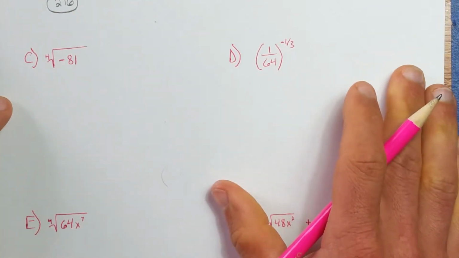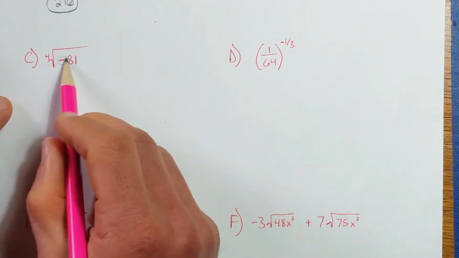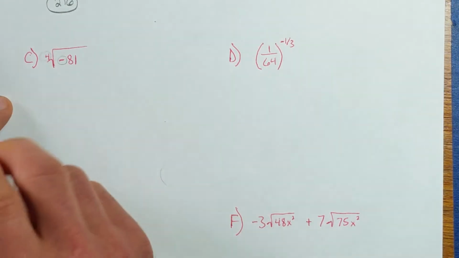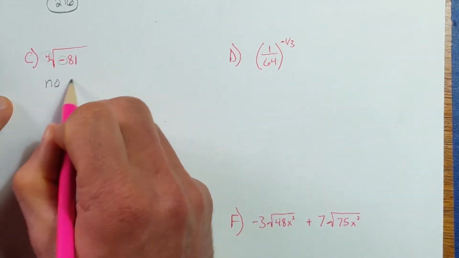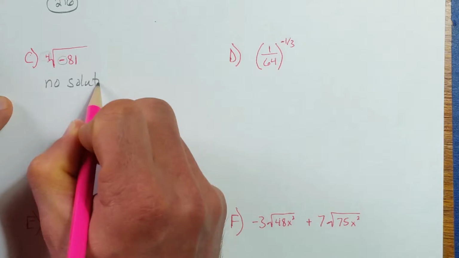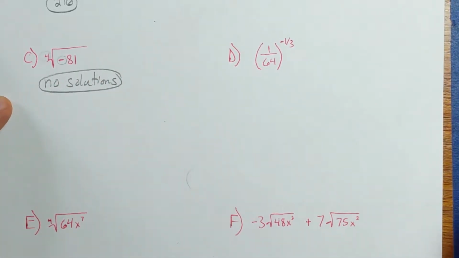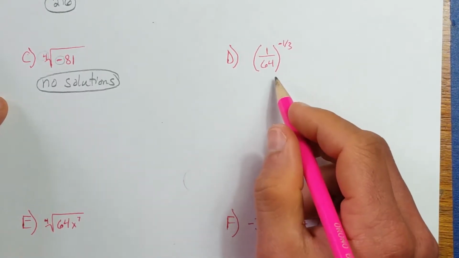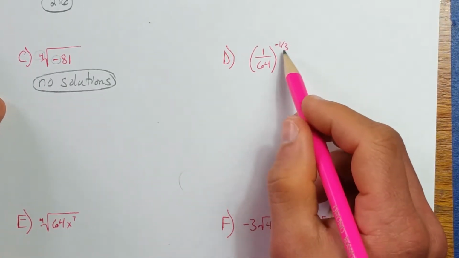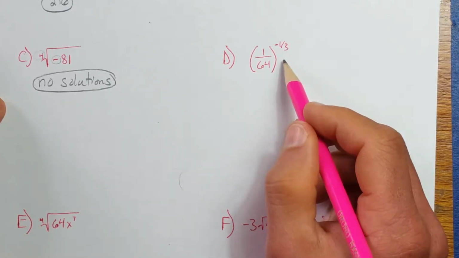So if I move down here to letter C, here's another negative radical, and this time I do have an even root, so this one actually is no solutions. Or sometimes a book might say undefined. Either one of those answers would be acceptable. Alright, moving on to the next one. I've got another fractional exponent, kind of like I did for letter A.